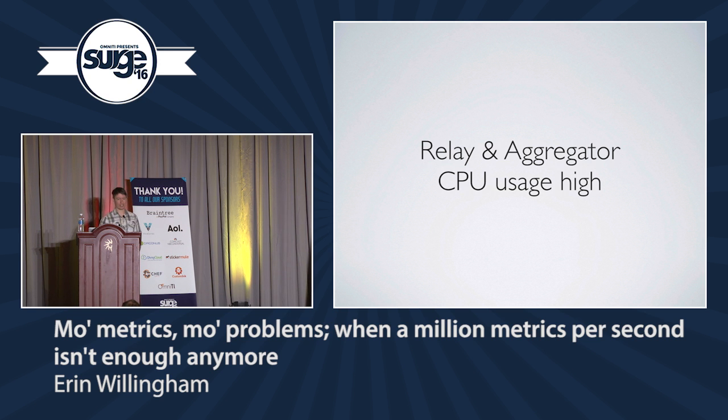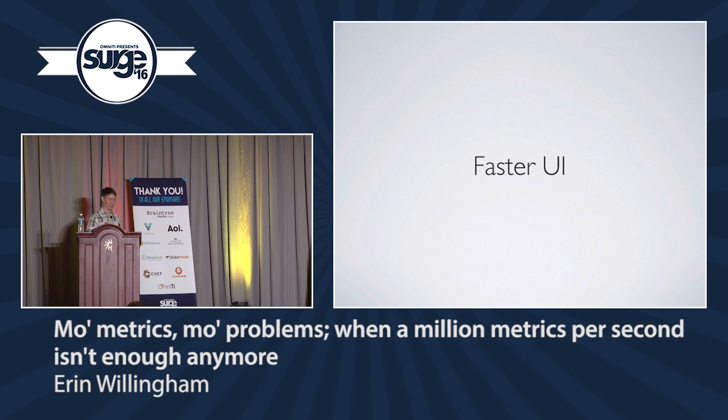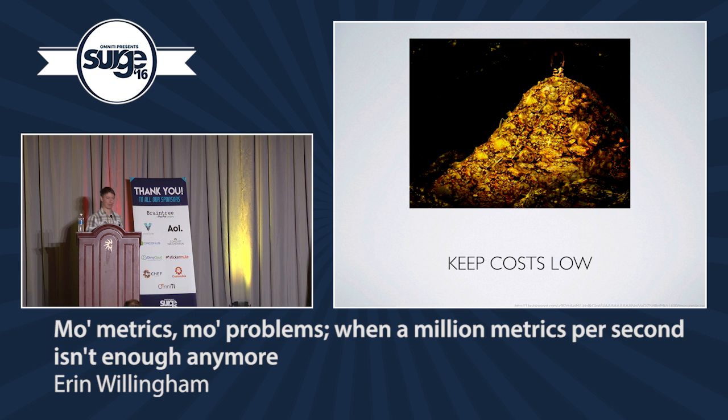Some additional things we're trying to solve with this change. We're running multiple processes of relays on a box. The CPU on the relays and aggregators was really high, and we wanted to see if we could solve that. A nice ask here also was a faster UI, something that developers or platform engineers could look at and get their results a lot quicker. And someone wanted us to keep costs low while doing all of this, so that was also on the books of things I should do.